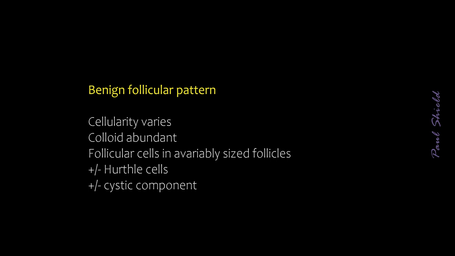And so in summary, the typical benign follicular pattern that we see consists of abundant colloid. That can vary a little bit in terms of how thick or thin it is, and then variably sized follicles of follicular cells. So that variation in size is important. Identifying macro follicles is always reassuring that you're dealing with a benign lesion.